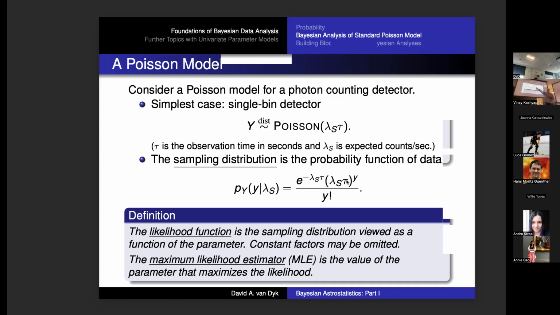This is going to be something about how bright my source is, like per unit area, per unit second, something like that. This is what I'm interested in. And tau is just the exposure time. If I look at the thing twice as long, I expect to get twice as many photons, right? We'll say tau is known. I just know that; I recorded how long I used the instrument. And what I want to do is learn about lambda_s from y. Well, this is the distribution of the data given the parameter, and as a Bayesian, I want the distribution of the parameter given the data, right? So I'm going to flip the conditioning. That's Bayes' theorem.